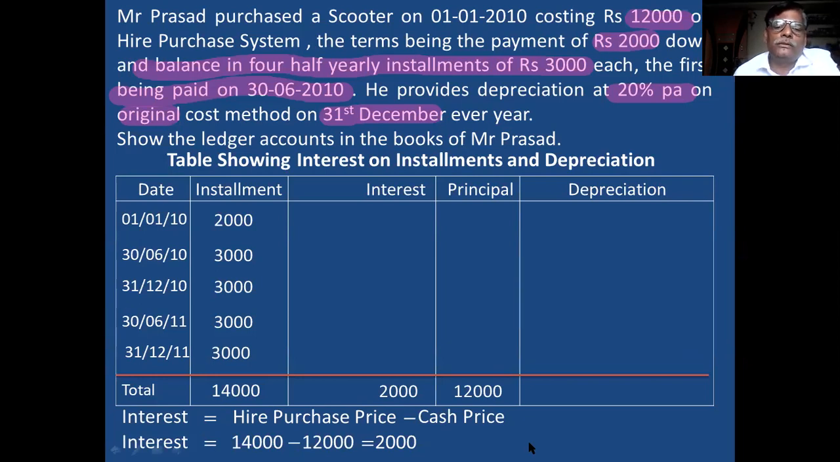So in this problem, how many installments are there? 4 installments are there. So you write 4, 3, 2, 1. Once again I am telling you, don't take the cash down for calculating the ratio.